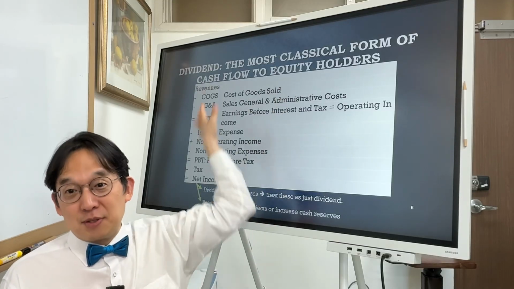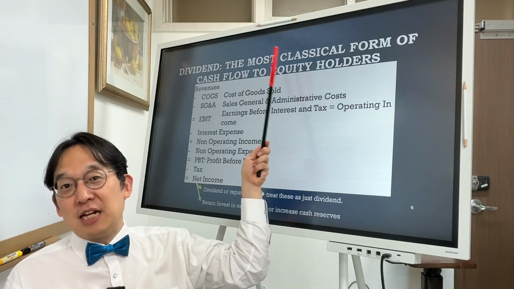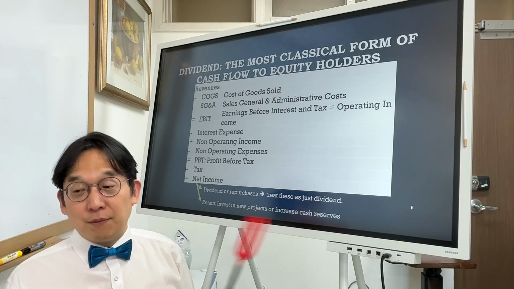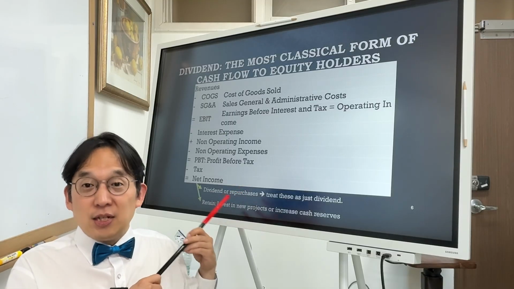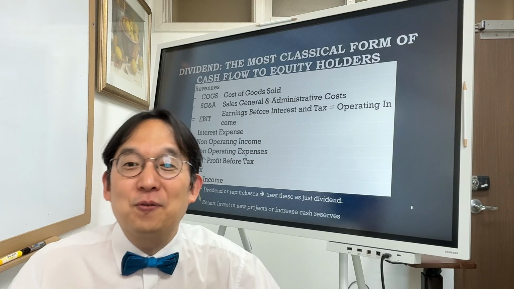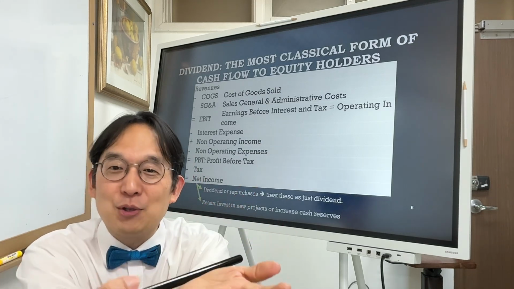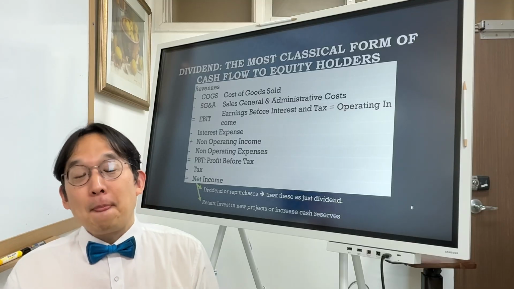That is our income statement structure. From then on, what do you have to do? Our final destination in this video is about the dividend. Out of this net income, what can you do? You pay dividend to say thank you to your shareholder. Thank you for your investment. Here is our treatment, a reward to you.